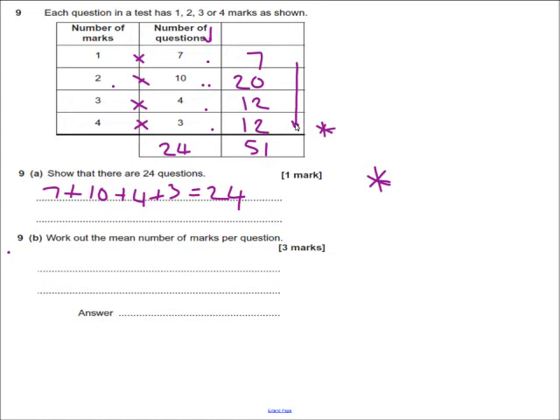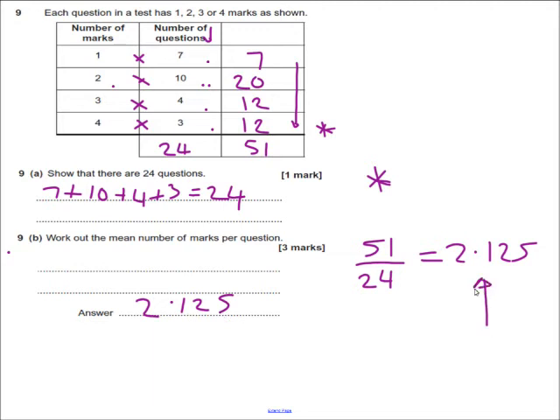Now we haven't quite finished, because 51 is the total number of marks, and they're spread over 24 questions. So 51 divided by 24 will give us our mean. And that is 2.125 marks per question. Don't do any rounding, put the answer down as you have it on your calculator. And that was worth 3 marks.